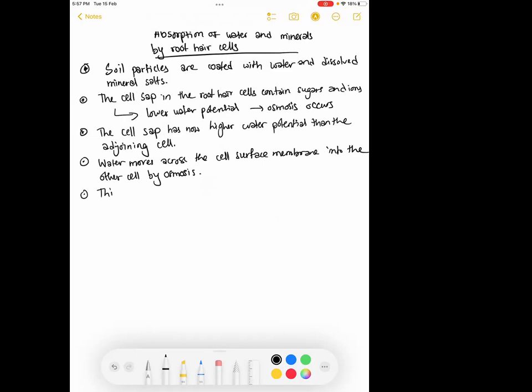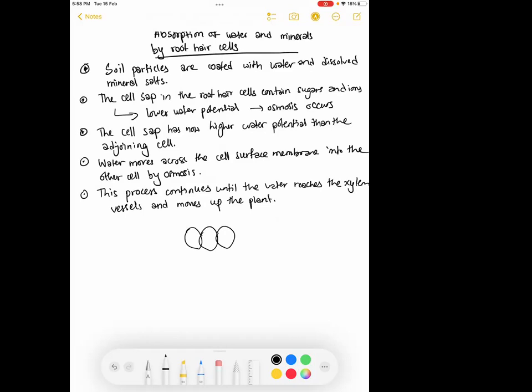So this process continues until the water reaches the xylem vessels, and then it moves up the plant. So what do I mean? Let's say these are all the root hair cells. The water will move like that until it reaches the xylem vessels, and then it will go up the plant.